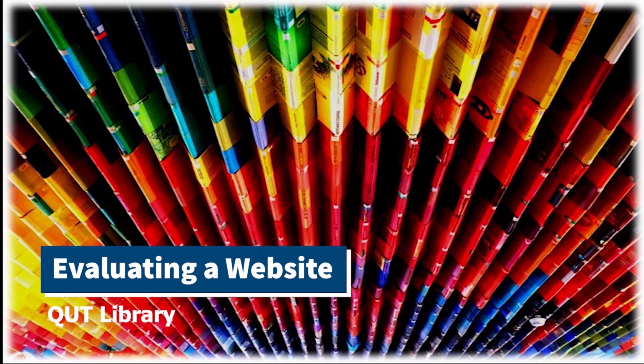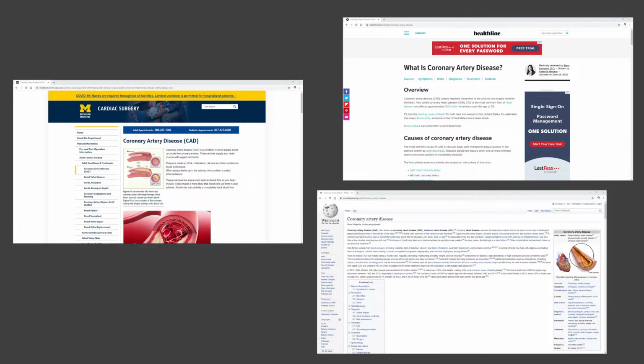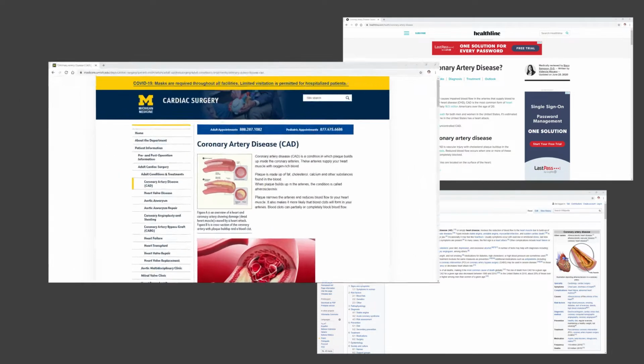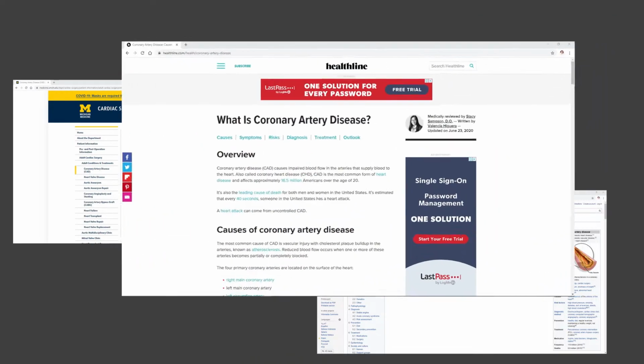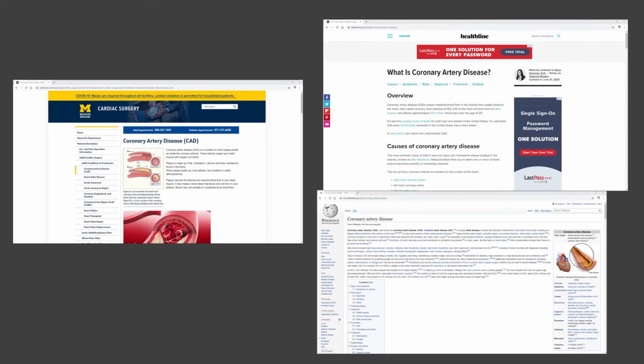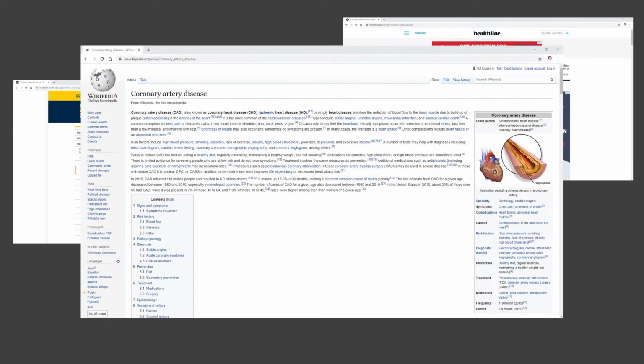Before you use a website in one of your assignments, you should ask yourself a few questions to evaluate its quality. Let's try evaluating these 3 websites about coronary artery disease. Here I have one by the University of Michigan, one by Healthline, and one on everyone's favourite Wikipedia.